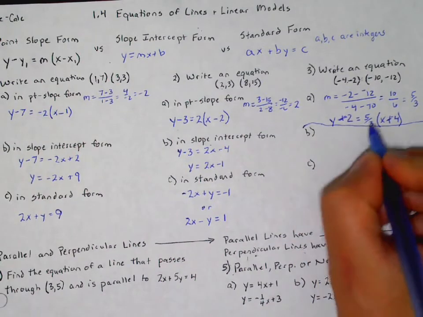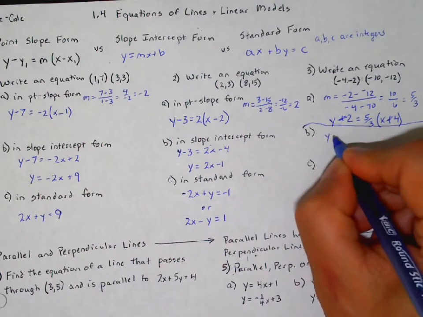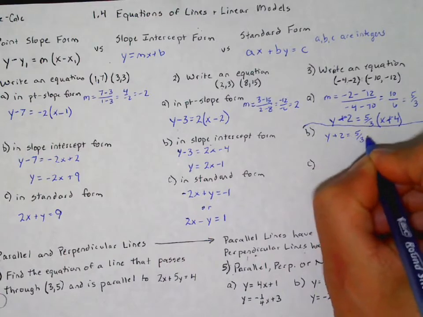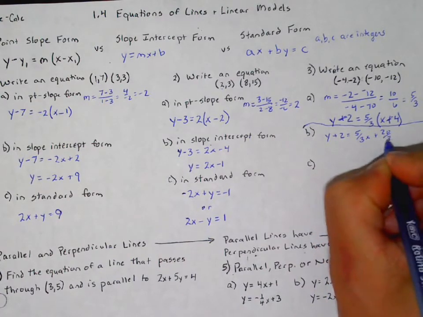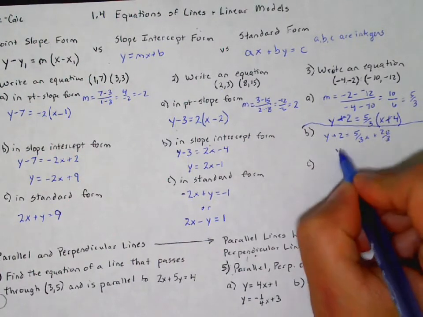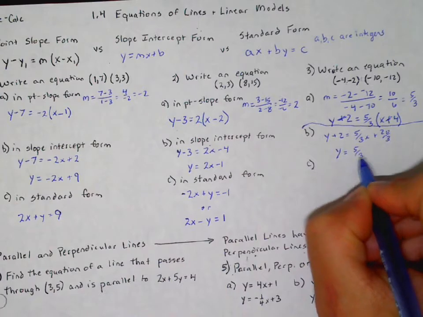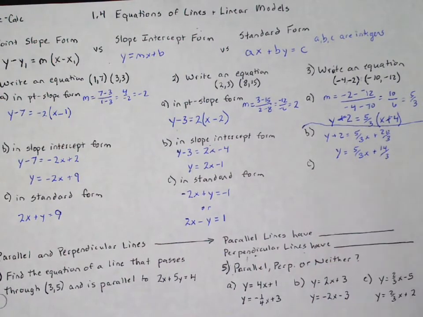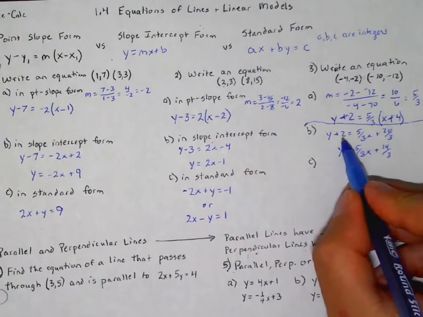Okay, I'm going to distribute through for your slope intercept. So y plus 2 is equal to 5/3 x plus 20/3. Subtract the 2 over. You have y equals 5/3 x plus 14/3. This would be 6/3. So, yep.